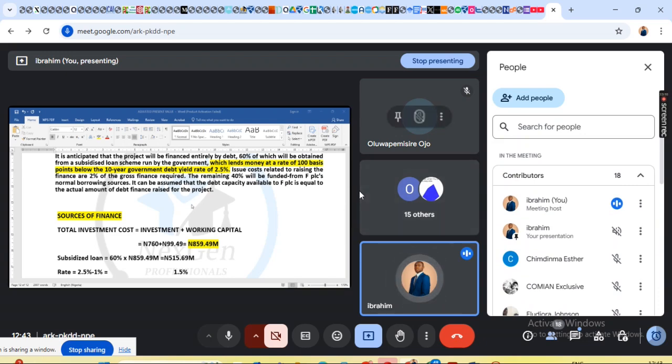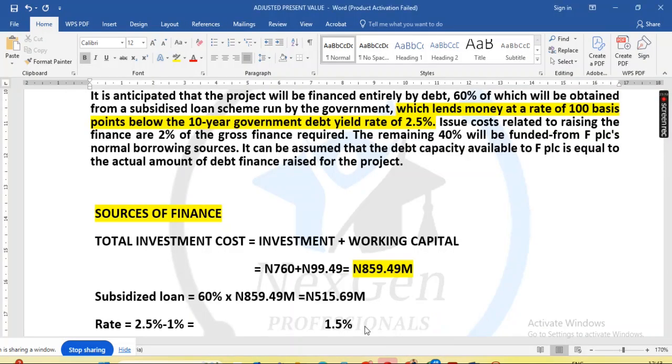The issue cost related to raising the finance is 2% of the gross finance required. Usually they will tell you that 2% is for equity and 1% is for debt. But now, because the project will be financed entirely by debt, your issue cost will be on the entire debt. What is the entire debt? Your subsidized loan and your commercial loan. So you charge issue cost on the finance required, which is the debt: the subsidized loan as well as the commercial loan. We will get there. I just needed to explain that part.